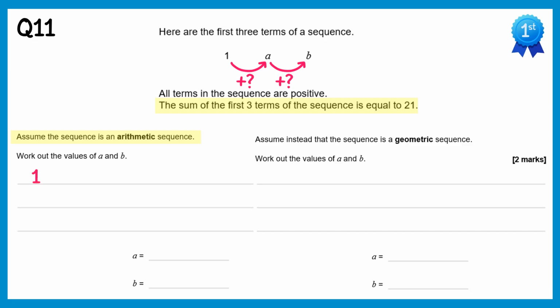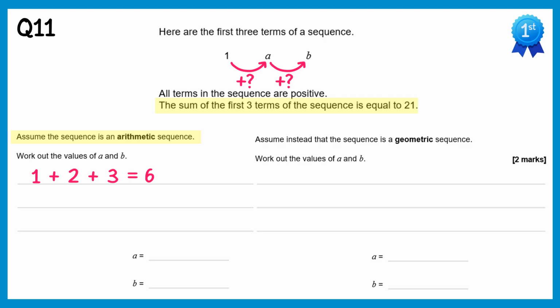So the sequence starts with 1. Let's just say the difference between those terms is 1. So we add on 1 to get A, which gives you 2, and then we add on 1 again, which will give you 3. So the sequence goes 1, 2, 3. If we add up those numbers, we need to get 21, and obviously that doesn't, it gives you 6, so we're quite far away.